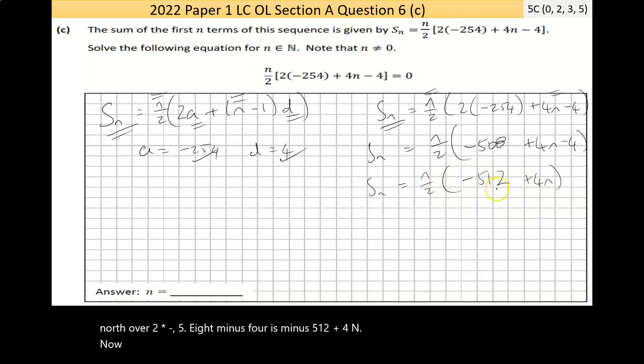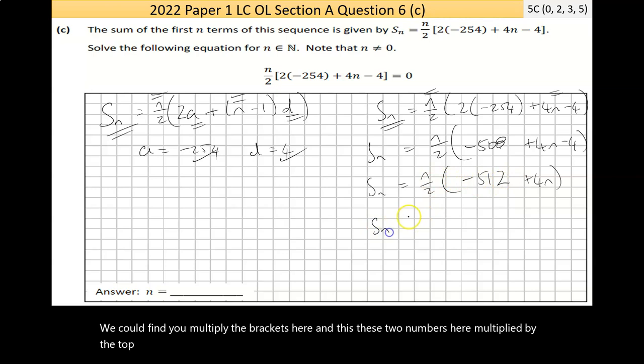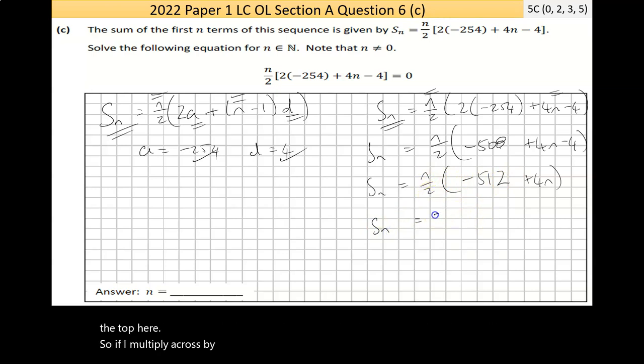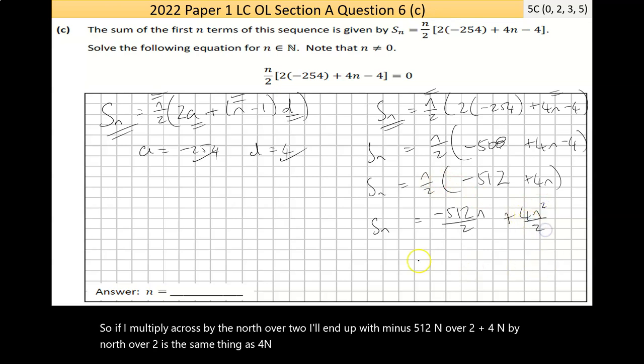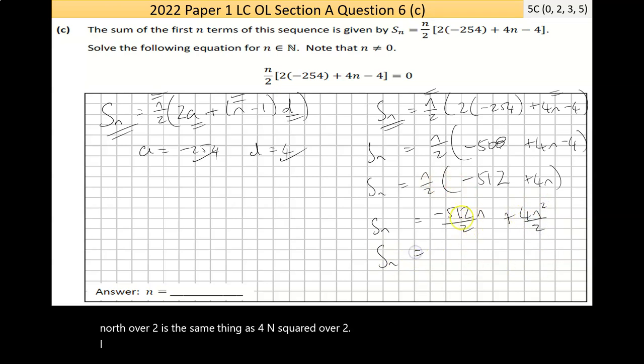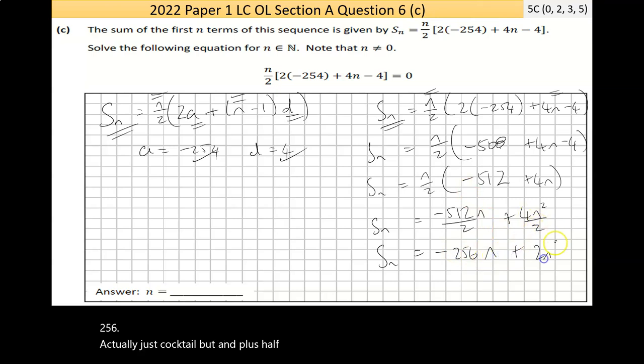Now I can finally multiply the brackets here. These two numbers multiply by the top here. So if I multiply across by the n over 2, I'll end up with minus 512n over 2 plus 4n by n over 2, which is the same thing as 4n squared over 2. I can simplify that a little bit further. I can divide the two in, and that gives me minus 256n plus half of 4n squared, which is 2n squared.